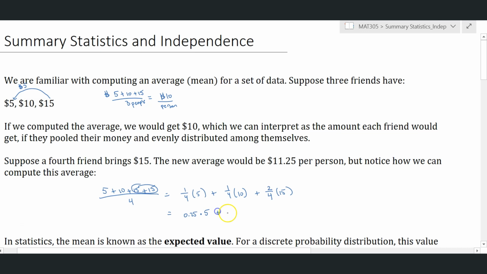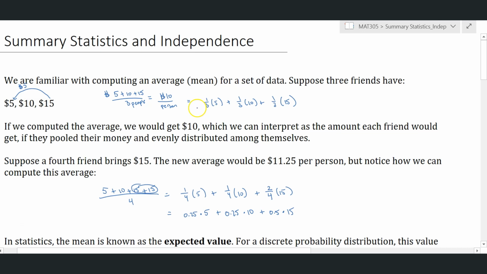But you compute the average as if they were random components. Then these would just represent probabilities. In this case up here, the way we could have written this 5 plus 10 plus 15 is to take 1/3 of 5 plus 1/3 of 10 plus 1/3 of 15.